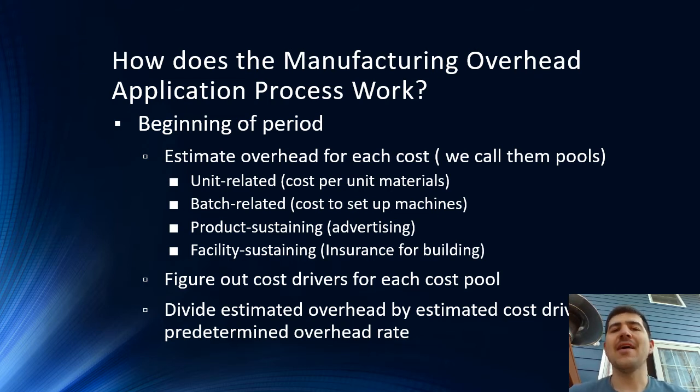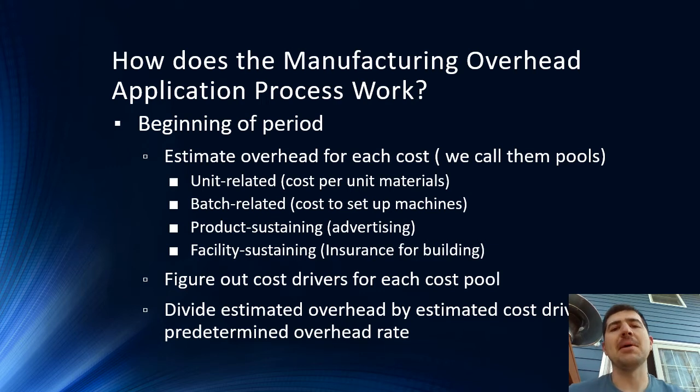Then you have things that are product sustaining. The batch related costs, the product sustaining costs and the facility sustaining costs are all examples of manufacturing overhead. Product sustaining costs are going to be things like advertising, things to keep the product moving and going. You could also look at it in terms of help that people call in and get for the product, or updates to the product if you're doing software. And the last is facility sustaining. So the insurance for the building would be an example of that, utilities, all that type of stuff.